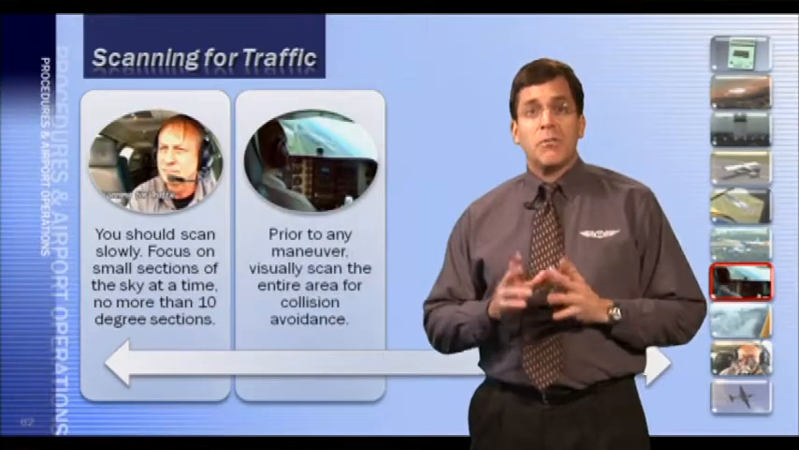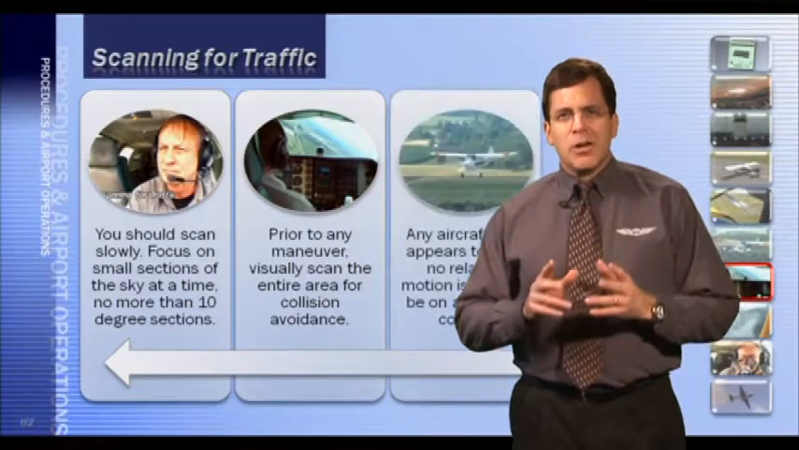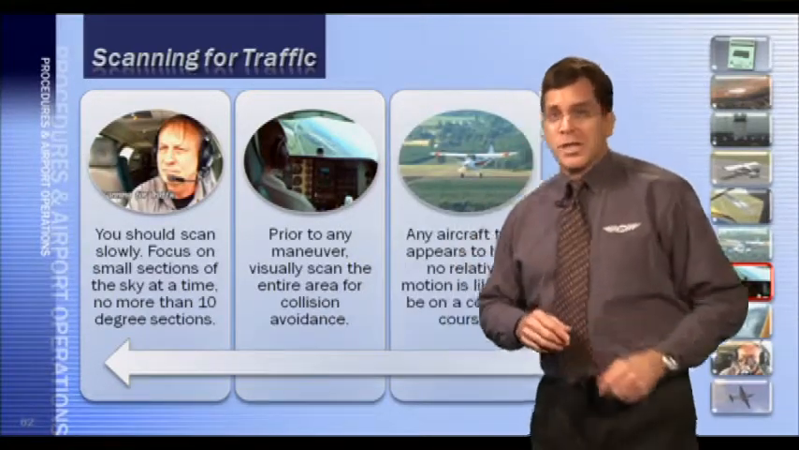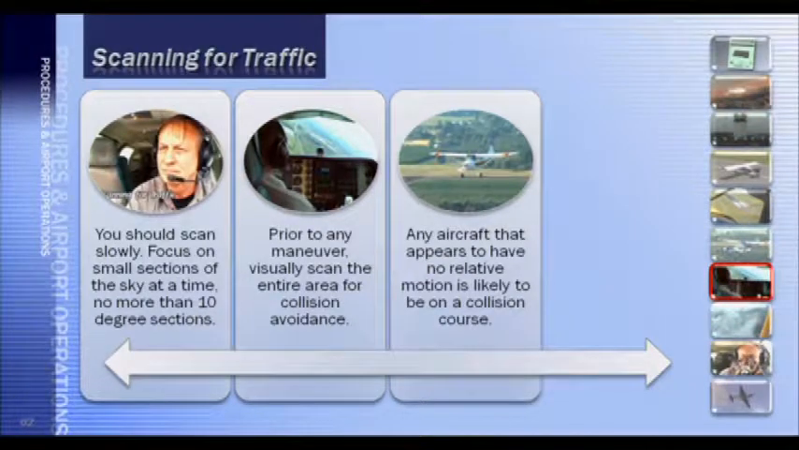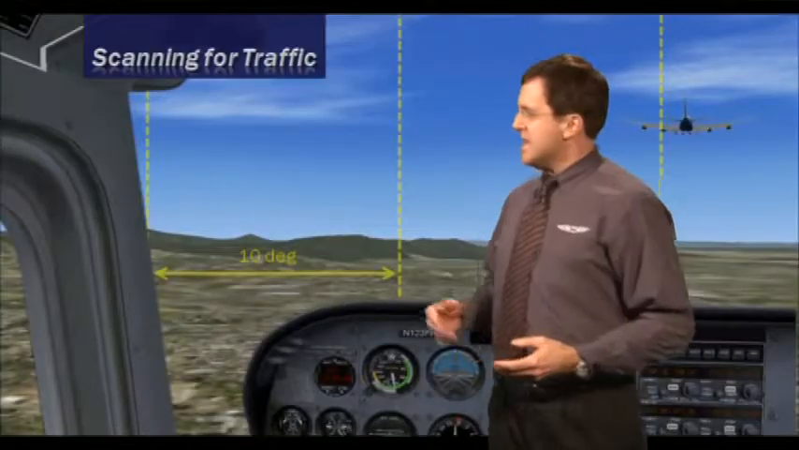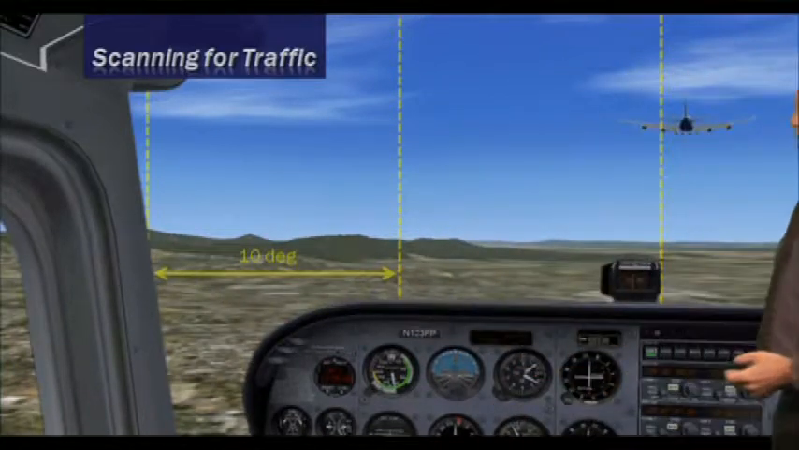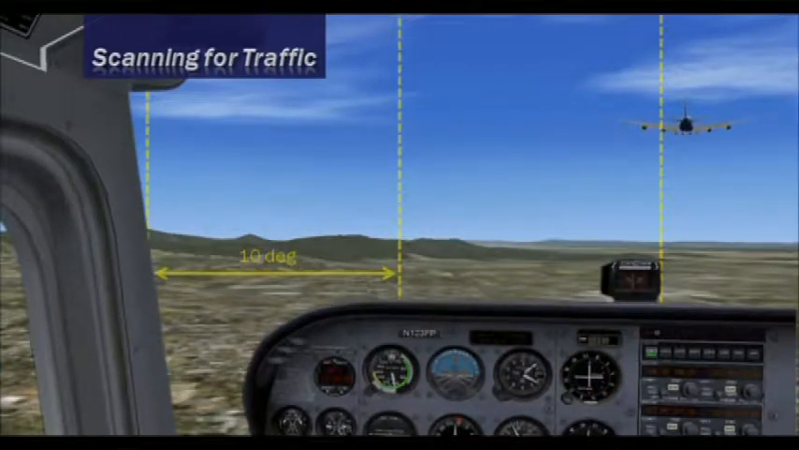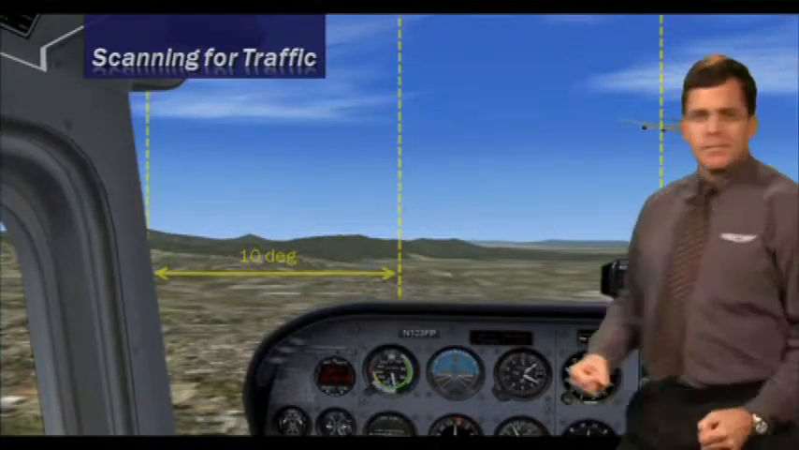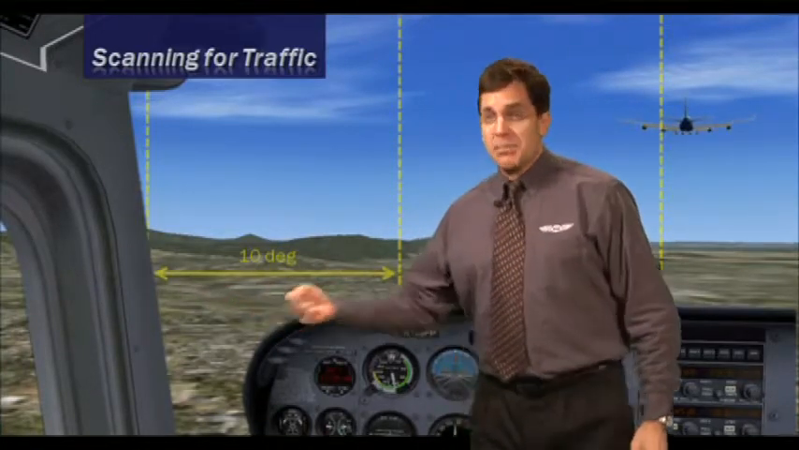Prior to any maneuver, visually scan the entire area for collision avoidance. Any aircraft that appears to have no relative motion is likely to be on a collision course. If a target shows no lateral or vertical motion but increases in size, take evasive action. This 10 degrees we're going to use for our scanning purposes.